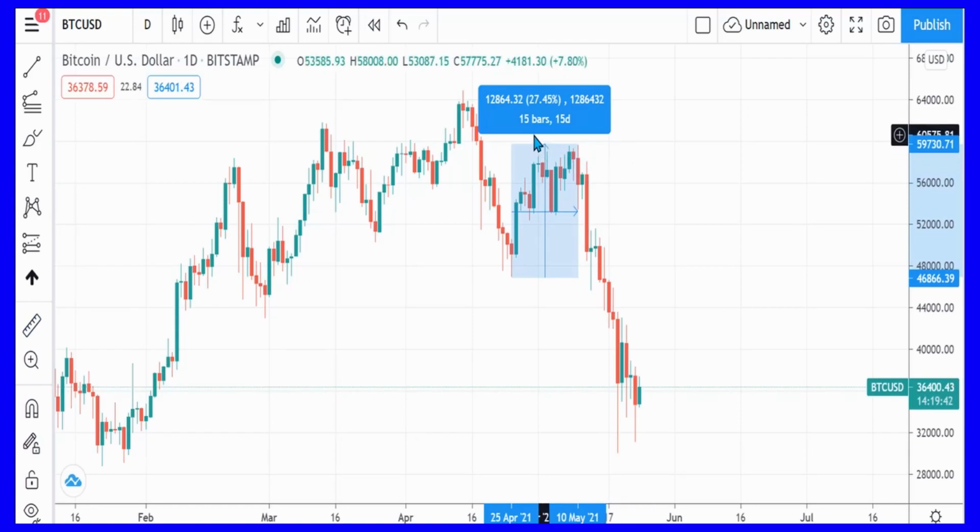It took a period of 15. So if you look at earlier, it was 11. For it to crash, it took a period of 11. For it to pull back up, it took a period of 15. So what does it tell us?